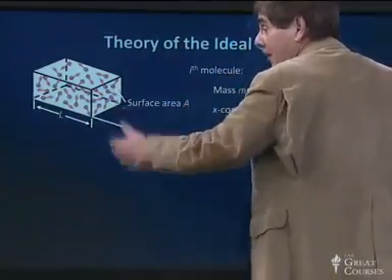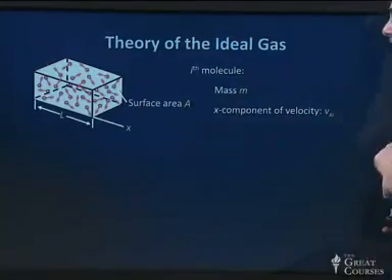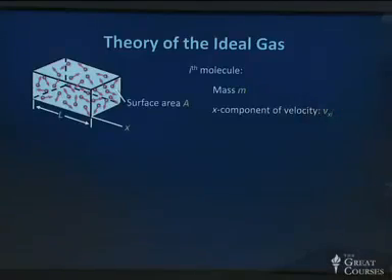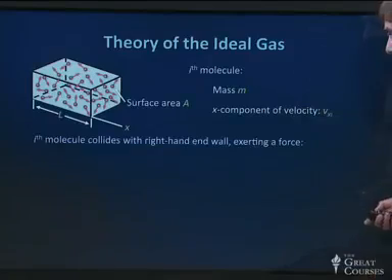It may have a y component and a z component. I'm only concerned about the x component for now. And it's vxi because it's the x component of the ith molecule's velocity. The jth molecule or the 51st molecule or the 4,383rd molecule may have a different component of its velocity in the x direction. This is what the ith molecule has.